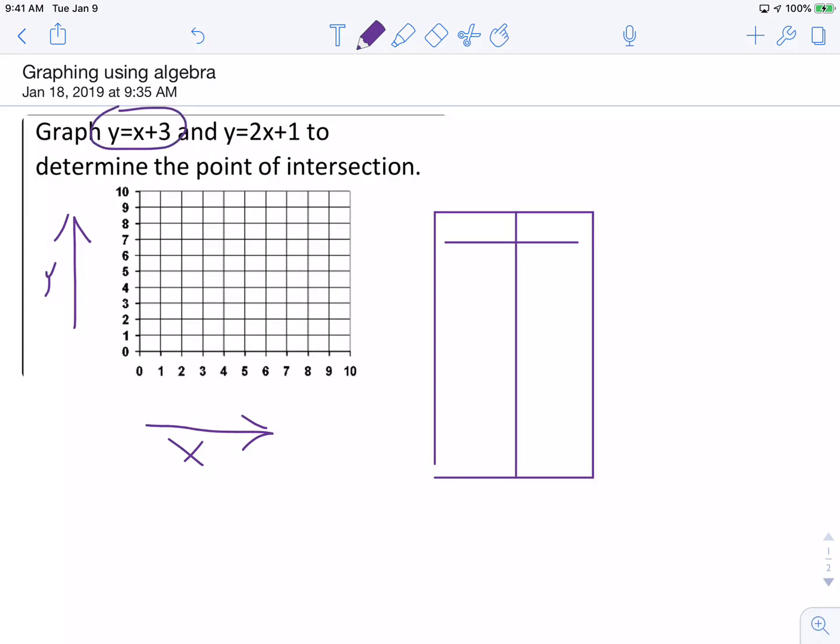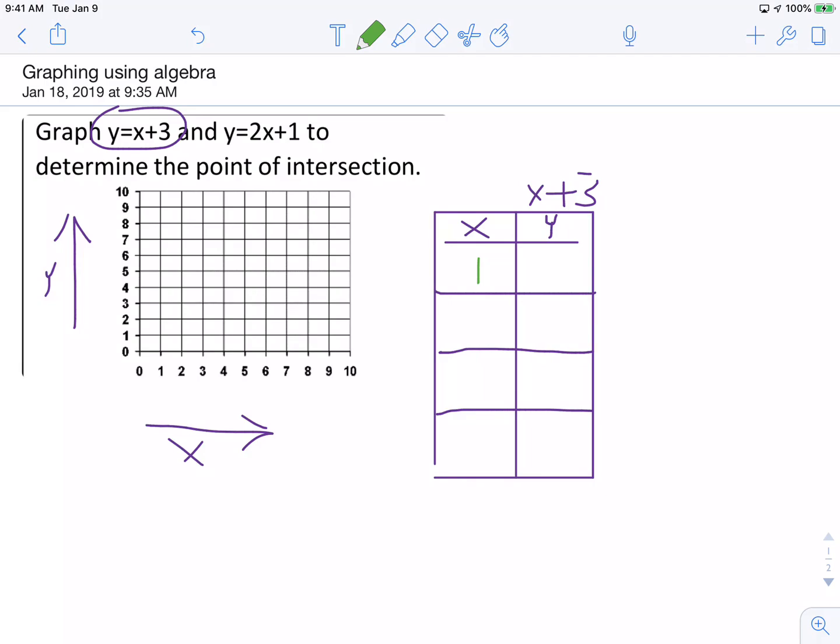Our first problem says y equals x plus 3. I should have made this a little wider. Let's just go ahead. This is y on this side. And you have to remember that the formula for this side is x plus 3. Okay? This side is x. So let's say x is 1.